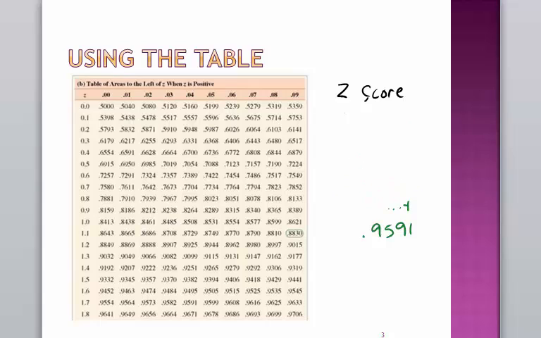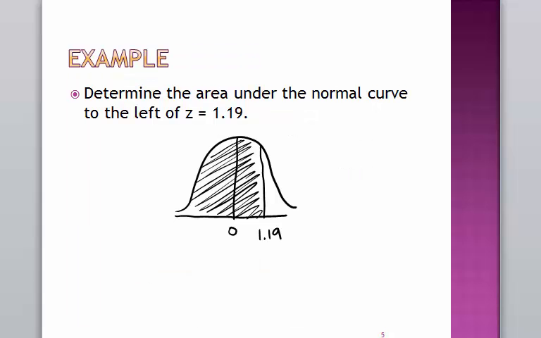And we're going to look up 1.19. Again, 1.1 will be down the left-hand side. We'll mark that. The hundredths place digit is 0.09. And we're looking at where those two intersect, and so we can see that that is 0.8830. And that will be our area. 0.8830 is going to be the area of the shaded region.